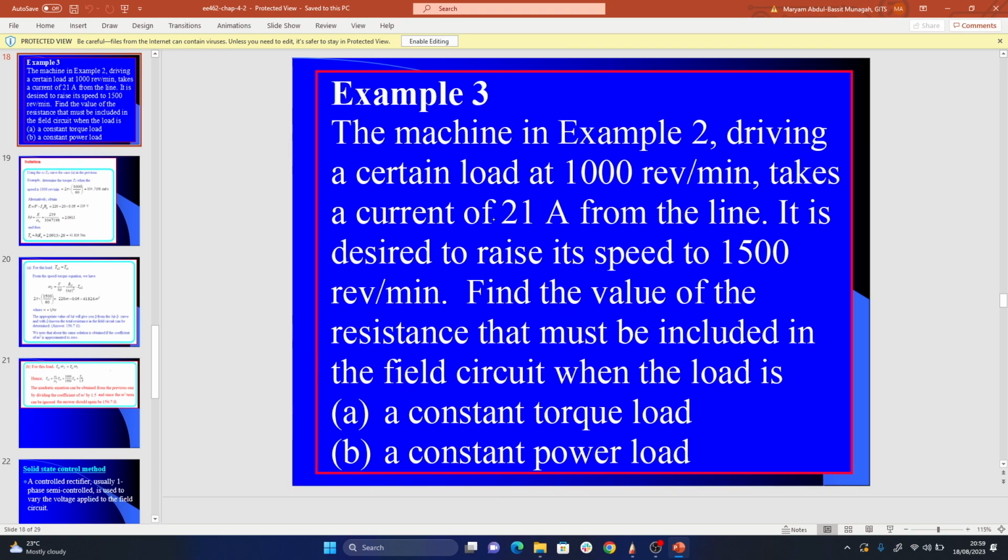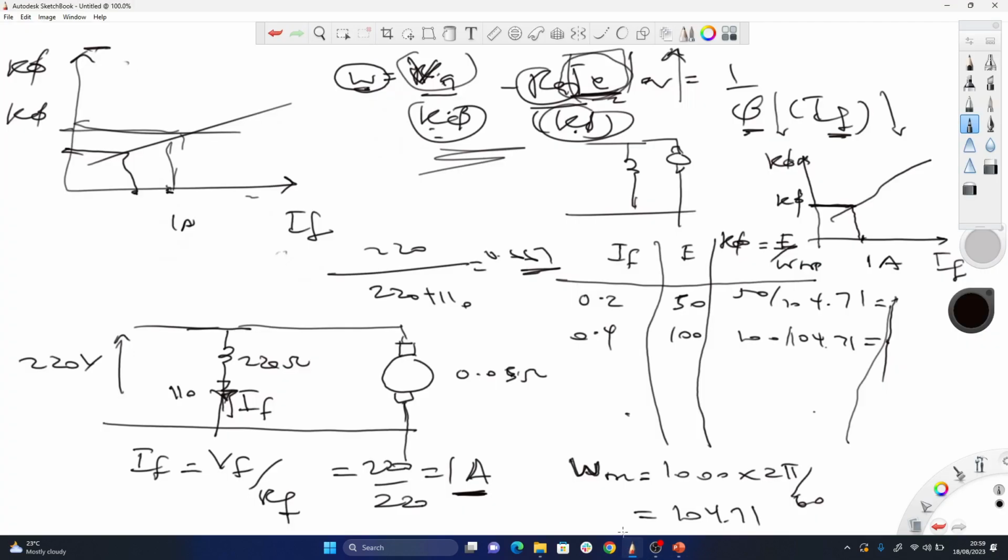So, the same example: driving a certain load at 1000 rev per minute takes a current of 21 amps from the line. It is desired to raise its speed to 1500 rev per minute. So we are trying to raise the speed, so we need an external resistance. Find the value of the resistance that must be included in the field circuit when the load is a constant torque load.